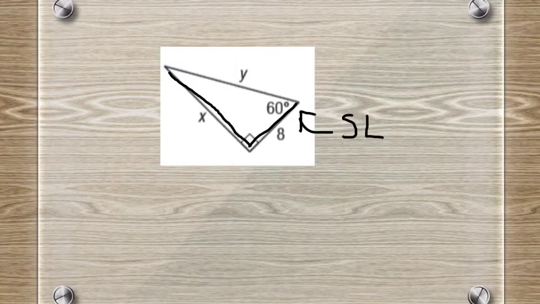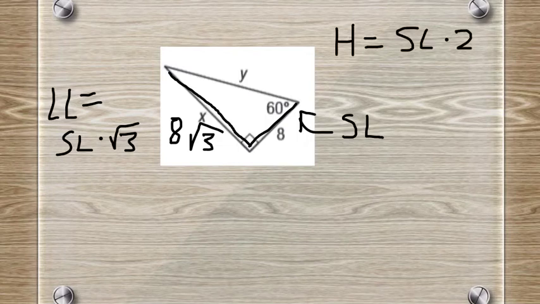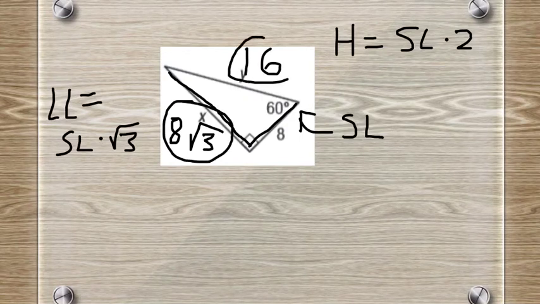So to find the longer leg, again, it's short leg multiplied by radical 3. Well, this one's 8, so we can just multiply it by radical 3, and we're done. Let's find the hypotenuse. Again, the hypotenuse is always short leg doubled, times 2. So 8 times 2 is 16, and we have x done, we have y done.